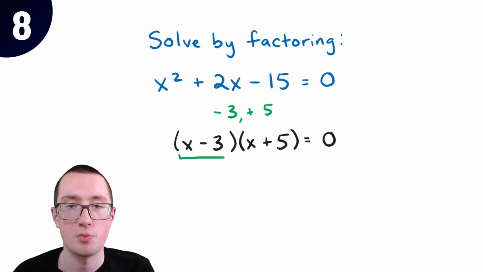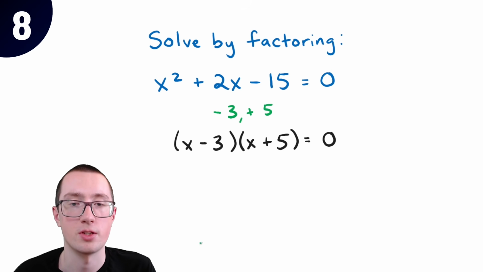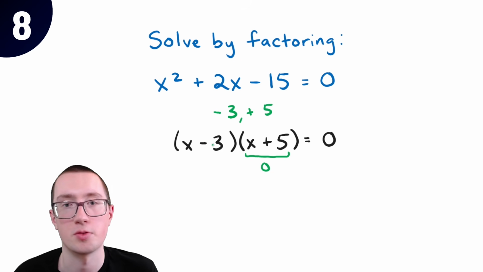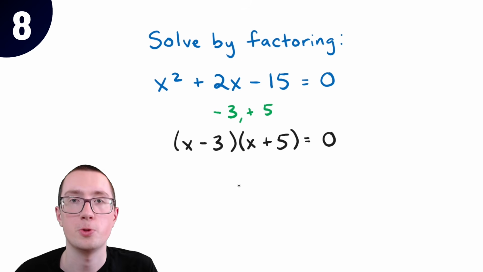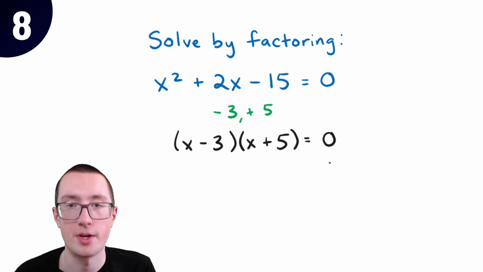So if this part right here, if x minus 3 is equal to 0, then it would be 0 times this, which is 0. It doesn't even matter what this is equal to. And the same thing on the other side. If x plus 5 is 0, then the whole thing is 0. We don't have to worry about what x minus 3 is. So those are two different possibilities to make this equation true, either one being 0.